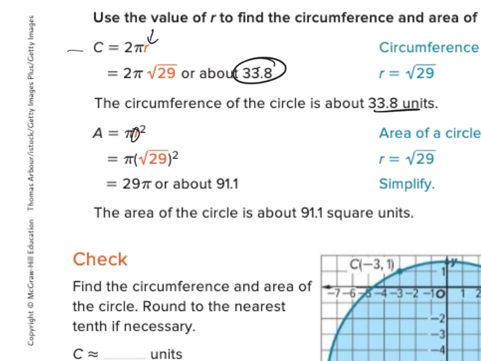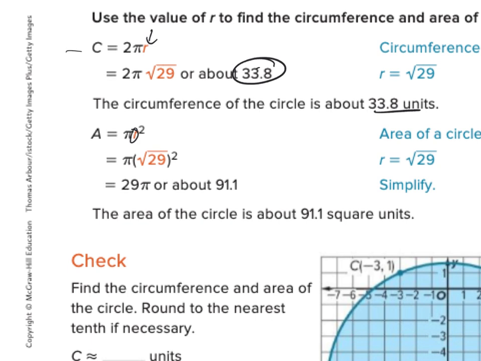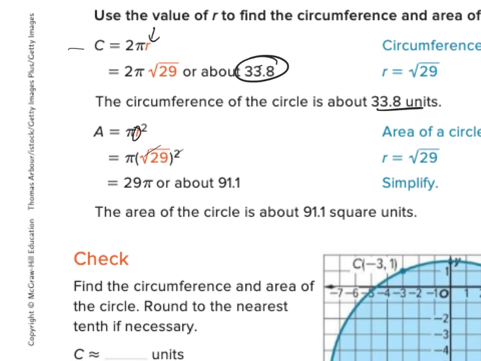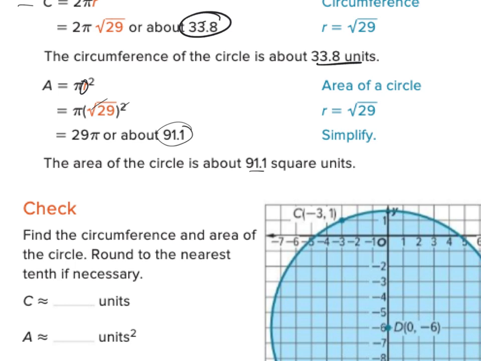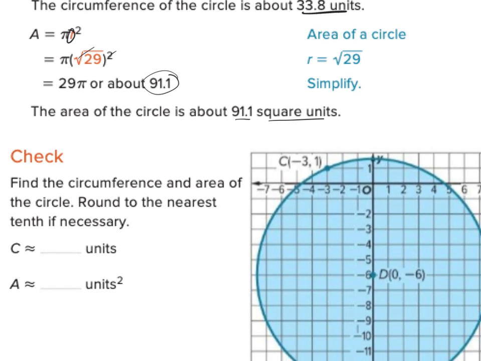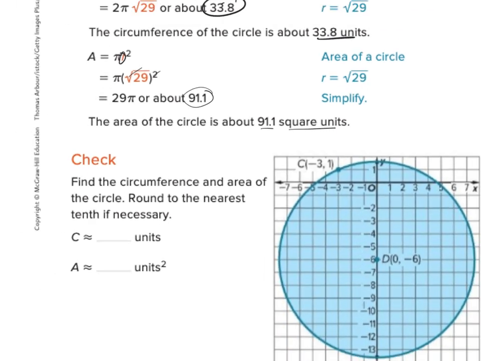So pi times the square root of 29 squared. So, you know, those basically become 1. So we have 29 pi, or 91.1. And again, this is units squared. Whatever the unit may be, we've squared them.